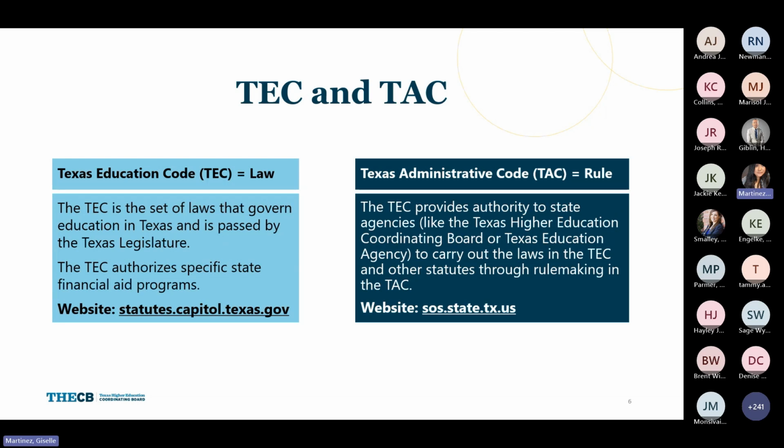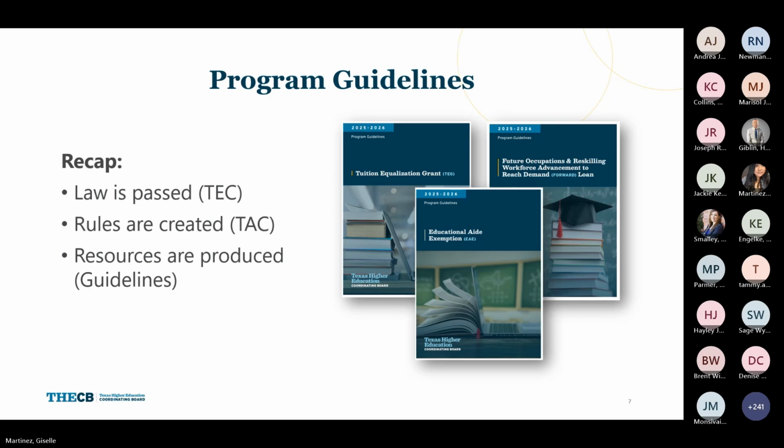So hopefully now that you understand the two codes and their differences, let's tie this all in together. The program guidelines essentially help translate the two codes, but will never override or supersede the codes. The law always taking precedent. So as a quick recap, law is passed by legislators. Rules are created by the coordinating board or the applicable state agency. And our agency creates program guidelines as a resource to support institutions with our state aid programs.